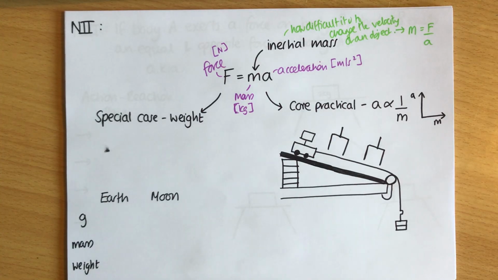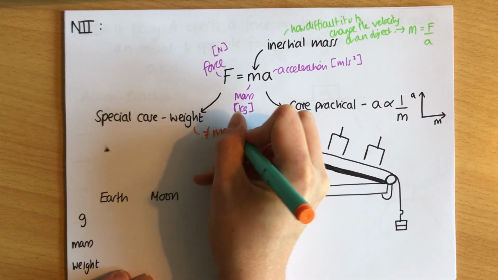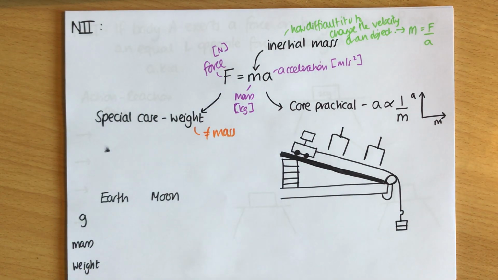And that kind of brings us on to this special case of weight. So weight and mass are not the same thing. So weight does not equal mass. They're used interchangeably in the English language, but that's wrong. In physics, weight is a different thing to mass. They're very, very much related to each other though.